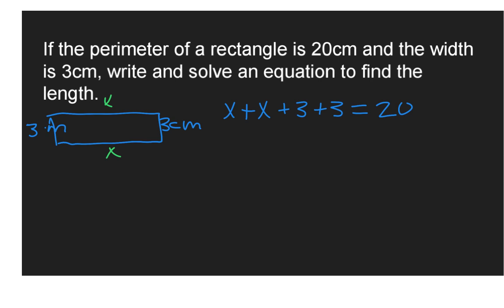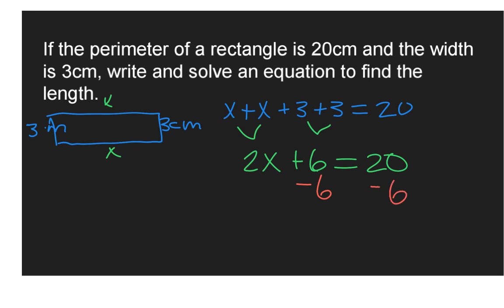So the x plus x is going to simplify to 2x, plus 3 plus 3 is going to simplify to 6, equals 20. 2x plus 6 equals 20. Well, we can just solve this like a regular two-step equation. I'm going to try to get the 2x by itself. So I'm going to subtract 6 from both sides.